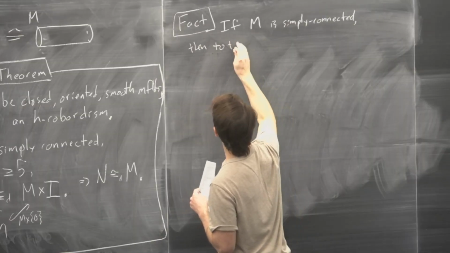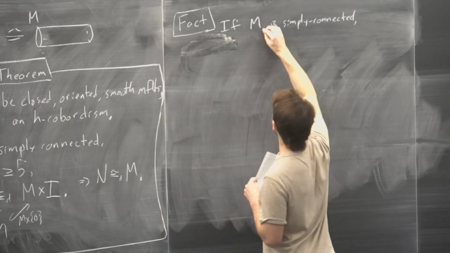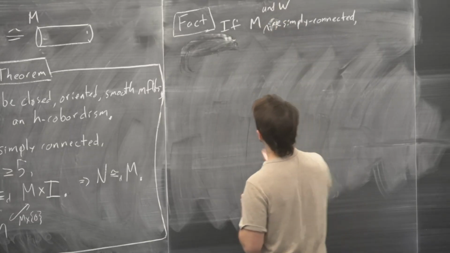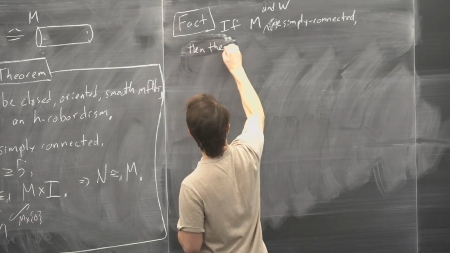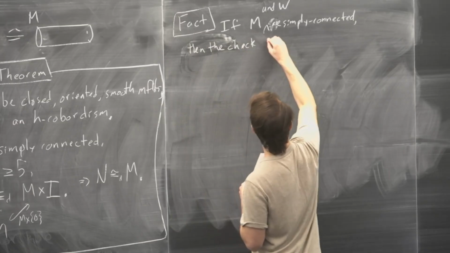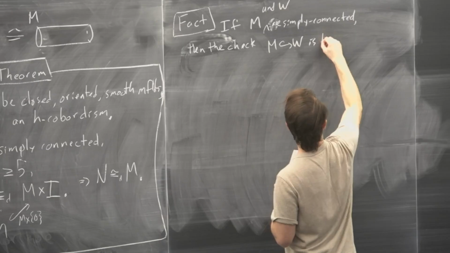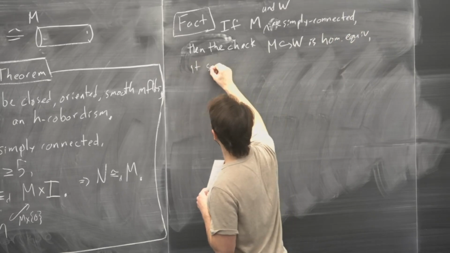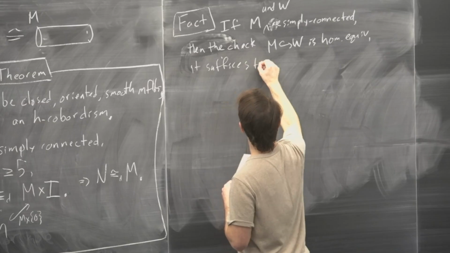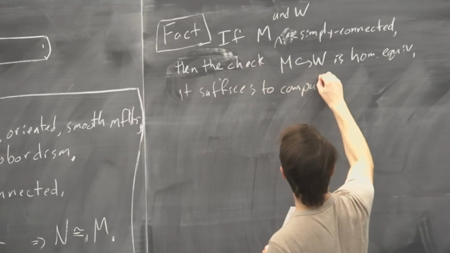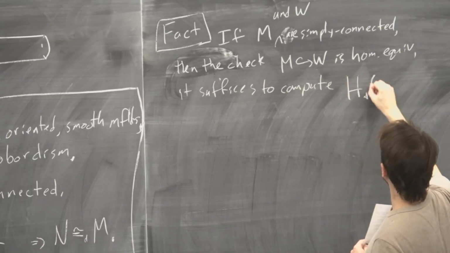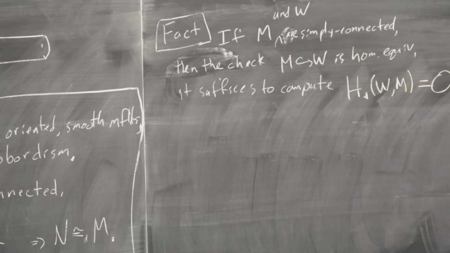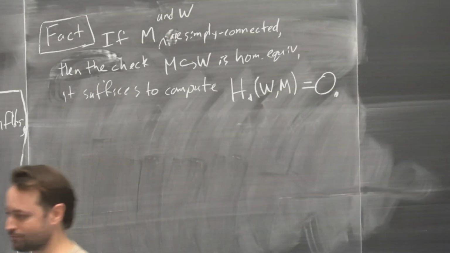So then to check, let's assume M and W are simply connected. If we know that they are simply connected, then to check that the inclusion is a homotopy equivalence suffices to just compute the relative homology groups H star of (W, M) and see that they're equal to 0. This is way easier than coming up with a homotopy inverse. We just have to compute homology.